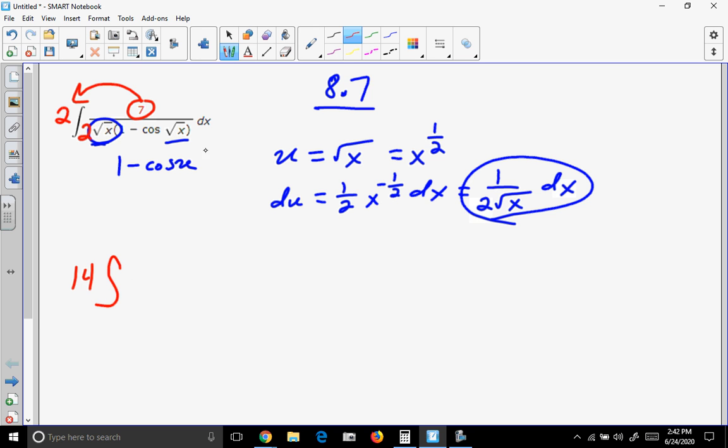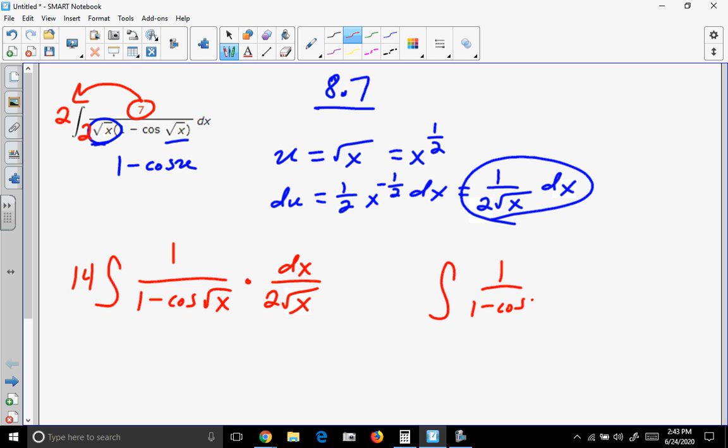The integral of, let's group it like this. If we pull the 7 out front, we just have a 1. Then we have 1 minus cosine square root of x. And then let's put the dx over the 2 square root of x's on the end. So pull the 7 out front, leaving us a 1. We have 2 square roots of x there. So what we have is 1 over 1 minus cosine u, and all of that's du.